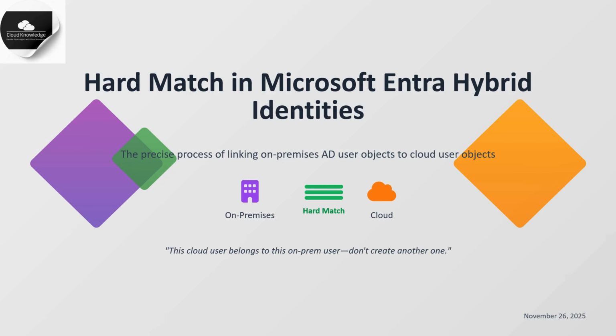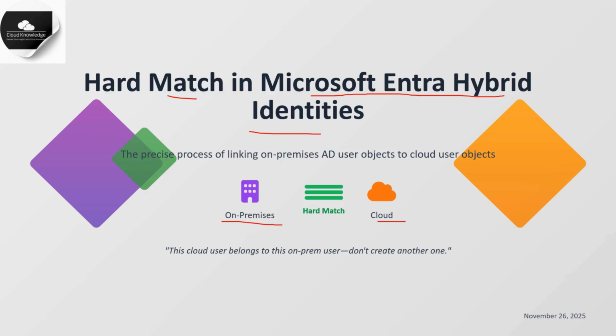Today we will check what a hard match is and how we can perform a hard match in Microsoft Entra hybrid identities. For hybrid, we will require both an on-premises and a cloud environment. This is just a basic theory; after this, we will move forward to a lab.